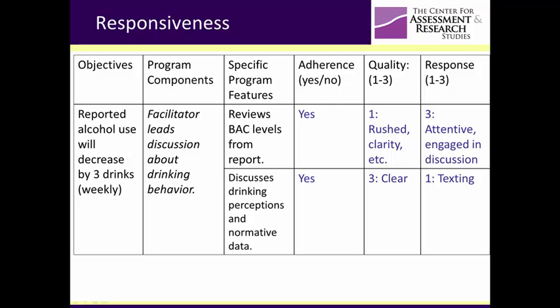Let's say in our second example, the second feature of our program, where we're talking about drinking perceptions and normative data and so forth. This was done, let's say, in a clear manner, but for some reason the student tended to be on their phone throughout the session. They didn't seem to really be paying attention, or were texting. In both cases, this is giving us evidence that makes it unreasonable for us to expect our student learning outcome to be met.